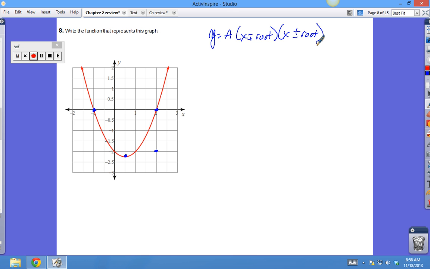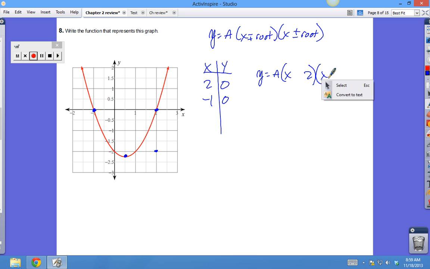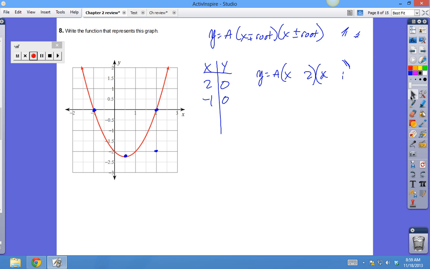Okay, my roots are over 2, 0, and left 1, 0. There are my roots. Now when I plug them in, this is the trick: y equals a times (x − 2) times (x + 1). The $1 million question is, what are these going to be? Are these going to be pluses? Are they going to be minuses? What is the sign going to be?